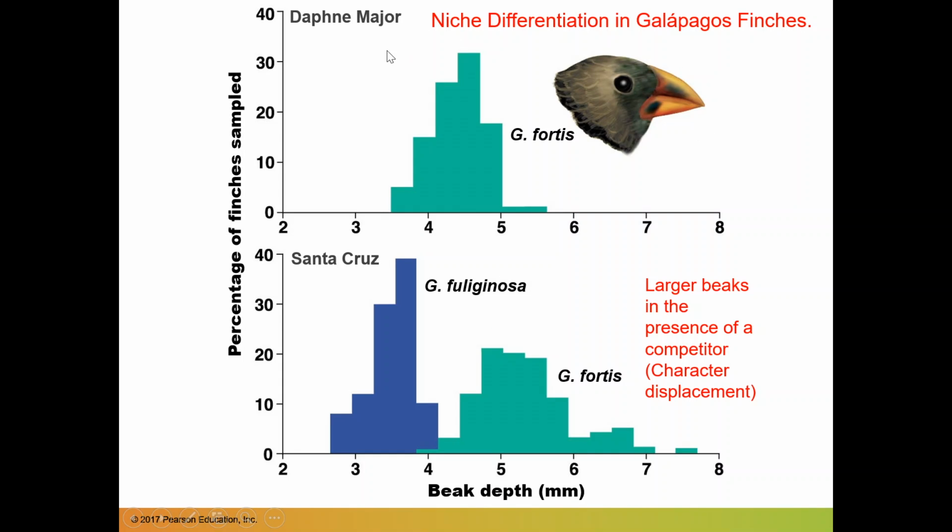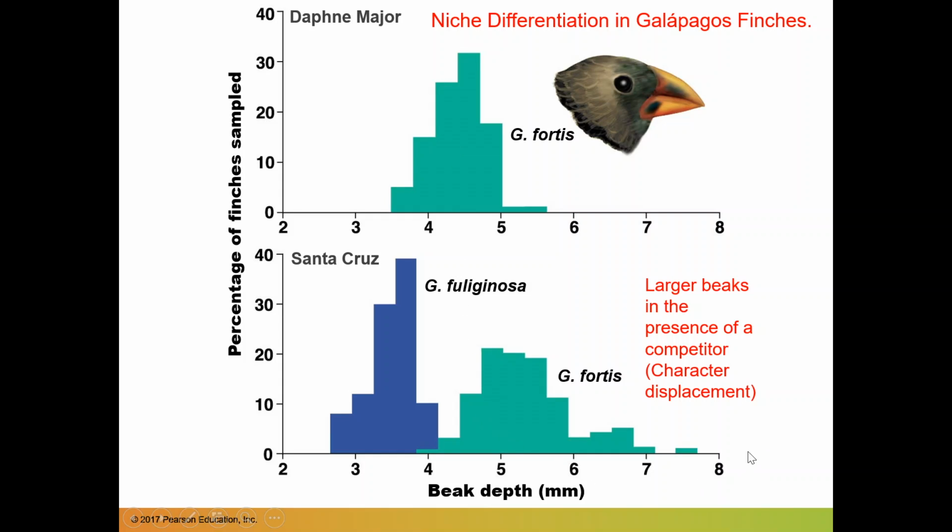So in this area, it originally was just this species, G. fortis, Galapagos fortis, and this is a finch, and this is the size of its beak. So this is in one location. We see that without any competition, this one has this shape of beak. If it's in competition, though, on Santa Cruz Island with this fuliginosa, it gets this size of beak, which takes over some of this niche space.